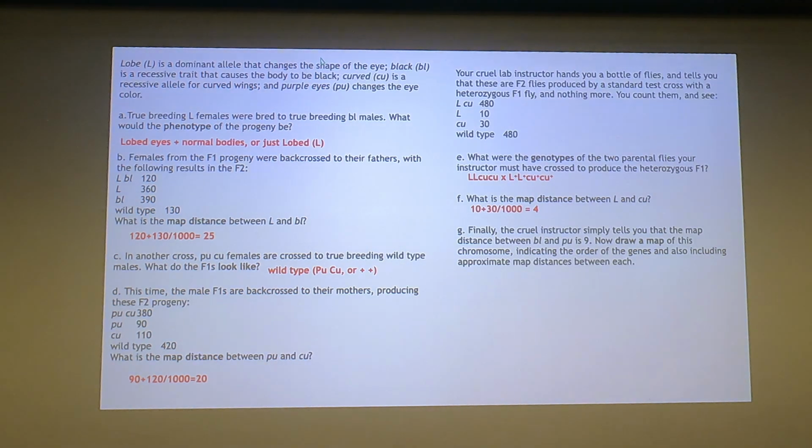And then we got lobe to CU is 4. So I'll put that over here. There's CU, lobe, and that's 4. And finally, BL and PU is 9. So let's put that there. Did I say BL and PU? Yes.